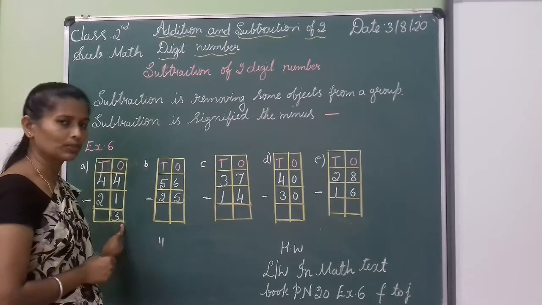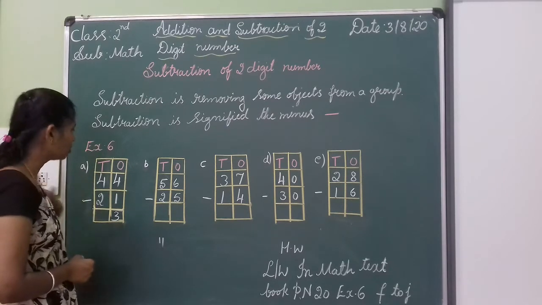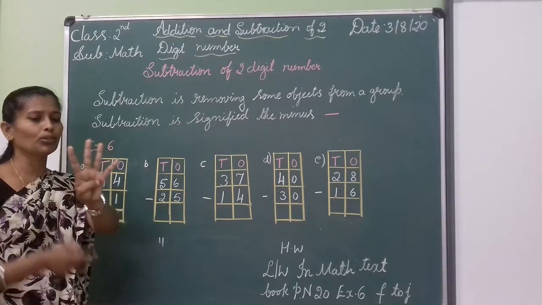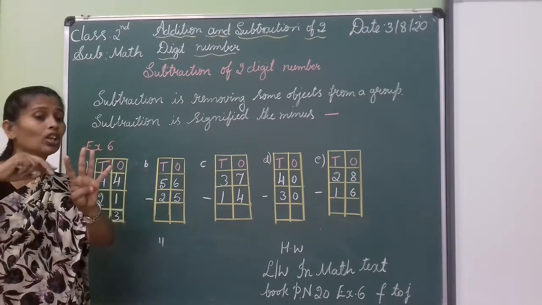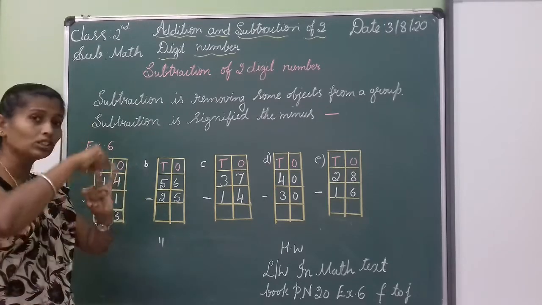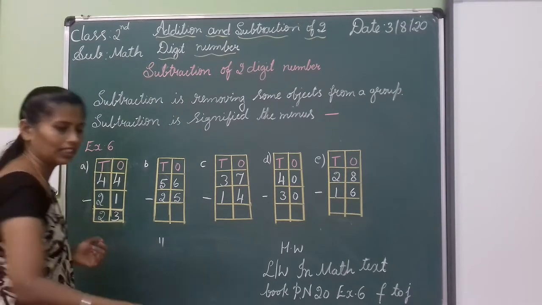3 in the ones place. Now come to the tens place. 4 minus 2. See, keep 4 fingers. 1, 2, 3, 4. How many do I have to take away? 2. Remaining 1, 2. Total is 23.